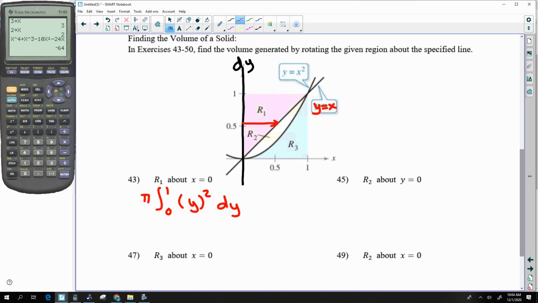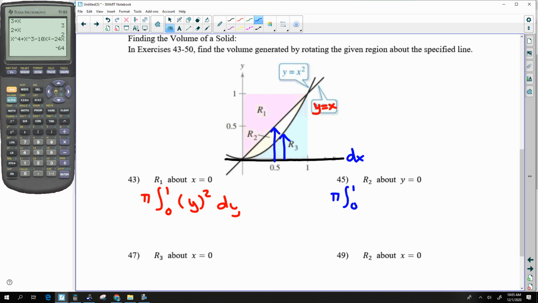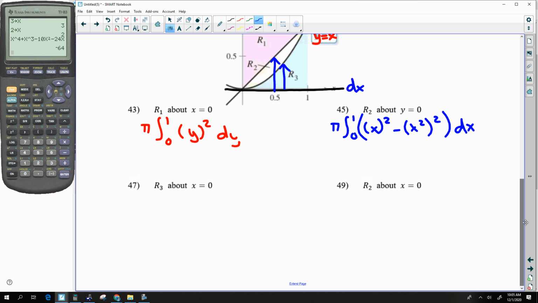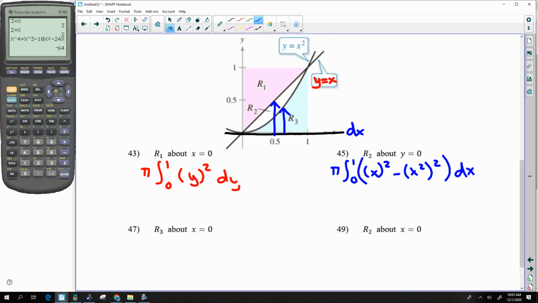Okay, so area 2, about y is equal to 0. The y is equal to 0 is this axis right here. That's y is equal to 0, so this is going to be dx. So area 2 has a big radius and it has a small radius. So this is going to be pi from the area begins at 0, goes to 1, the big radius, which is x, minus the little radius, which is the curve, which is x squared dx. And I'll worry about solving all this stuff later.